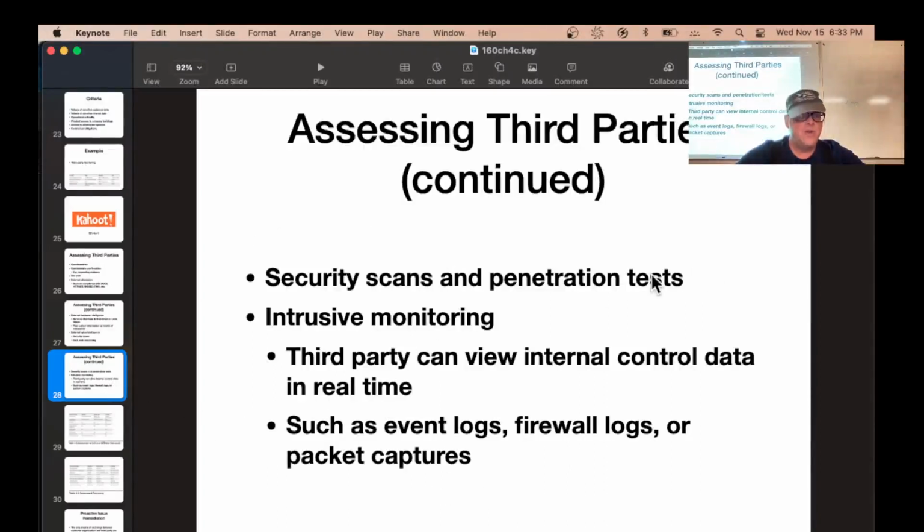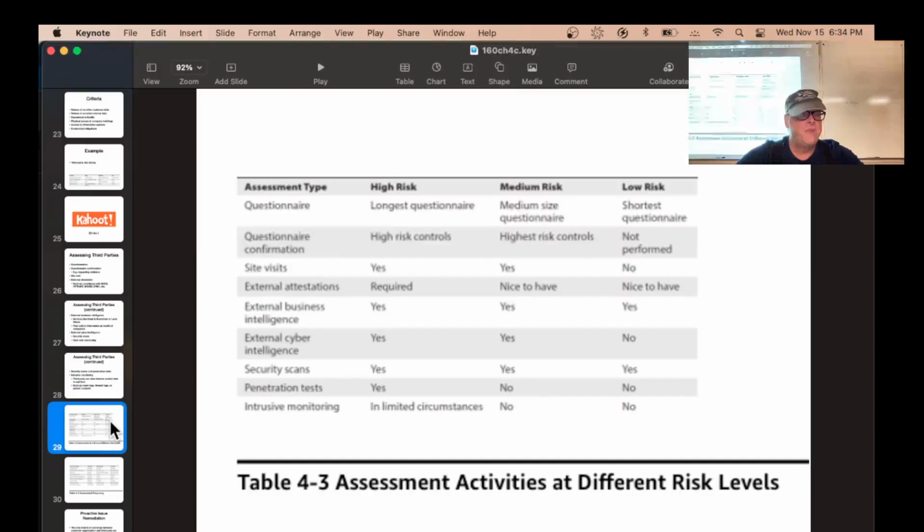all right, so you can do security scans and penetration tests. Somebody can. You might do them yourself on your vendors, but more likely you get them to give you a report. You can do intrusive monitoring. Third parties can view the internal control data, such as logs, if they allow that. That can be part of your contract. The problem is third-party vendors usually don't want to let you do that because those logs will include other people's data, and they don't have the right to do that.